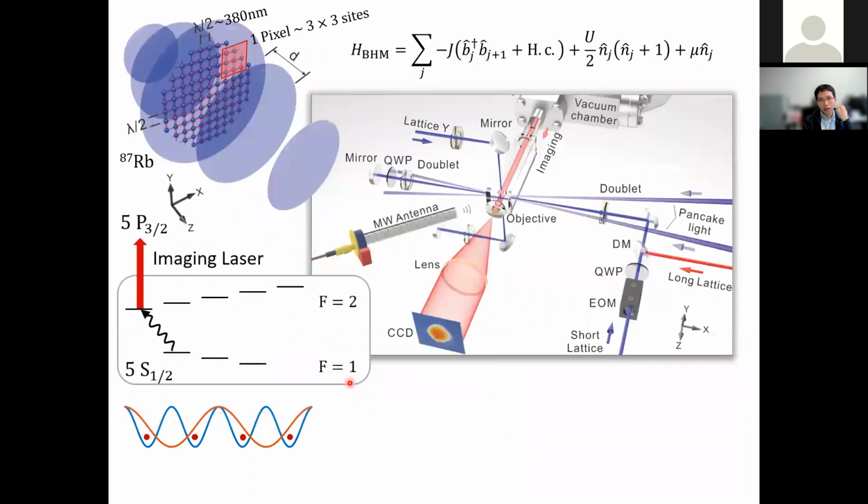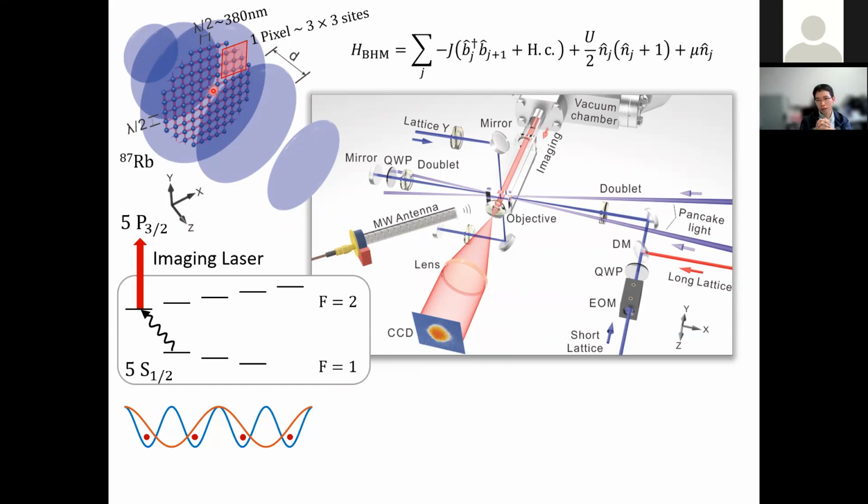Now let me tell you briefly about what our experiment looks like. It's an optical lattice system with rubidium-87 atoms, which are bosons. We have a three-dimensional optical lattice. We first cool the atoms to a Bose-Einstein condensate and load them into a single light sheet, as you can see here, and then perform the superfluid to Mott insulator phase transition to load the atoms into a two-dimensional optical lattice. Those atoms will be used as qubits for the quantum simulator.